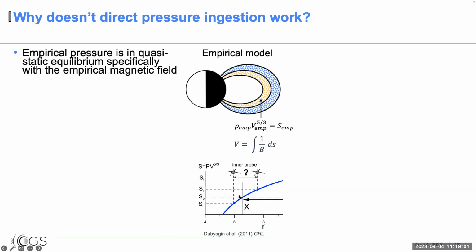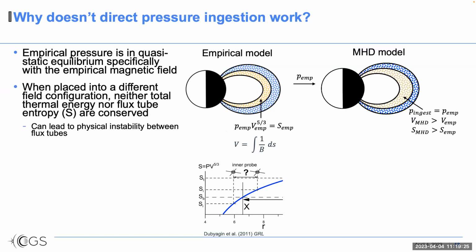Now this is not a condition that is imposed on the empirical model when doing the reconstruction, but because this is the general state of the magnetosphere, it comes out through the magnetometer measurements and gets essentially applied to the pressure distribution through that process anyway. And so this is in quasi-static equilibrium, but what happens is when we ingest that into the MHD model, the actual flux tubes that it gets mapped onto can be different sizes. And so that means that we're neither conserving the total thermal energy nor the flux tube entropy between the two models. So as an example here, if we hold the pressure constant, but the MHD flux tube volume is larger on this flux tube than in the empirical model, that means that the entropy is larger.